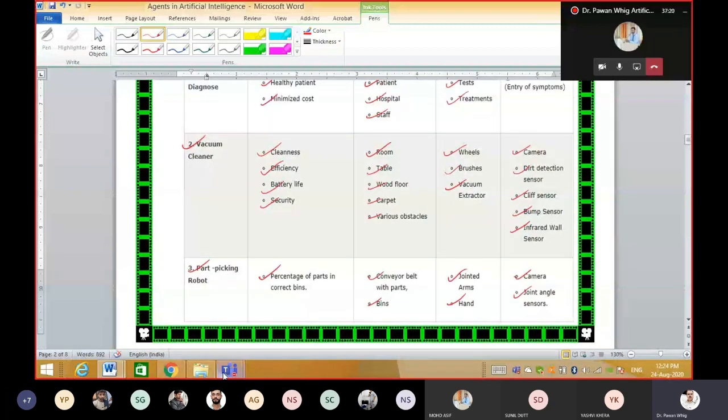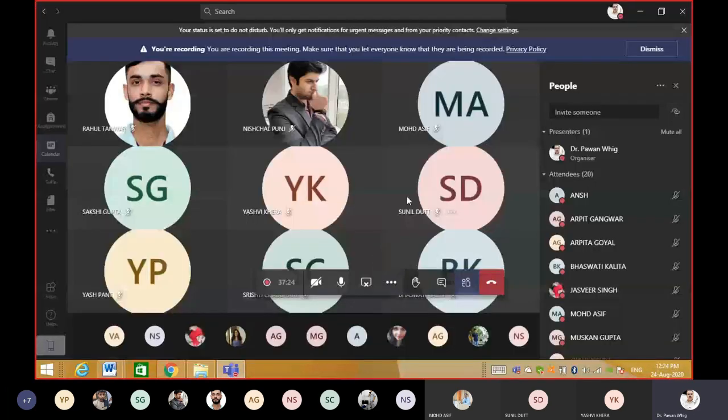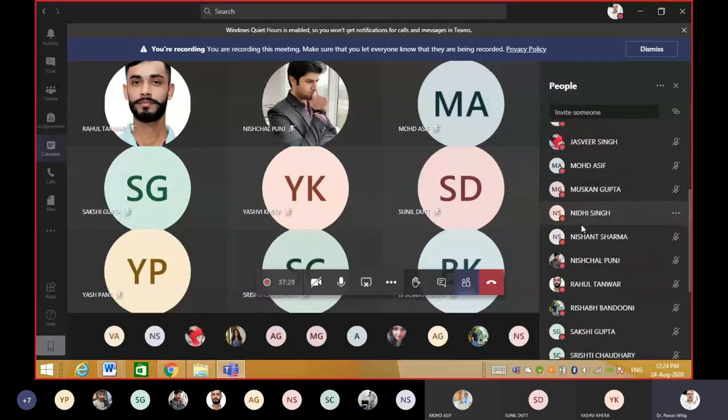So let me ask you if you have any query. Anybody, any query? You may raise your hand. Okay, let me ask somebody. Nishal. Yes, Nishal. What are sensors, and how are they different from actuators, or are they the same terms?